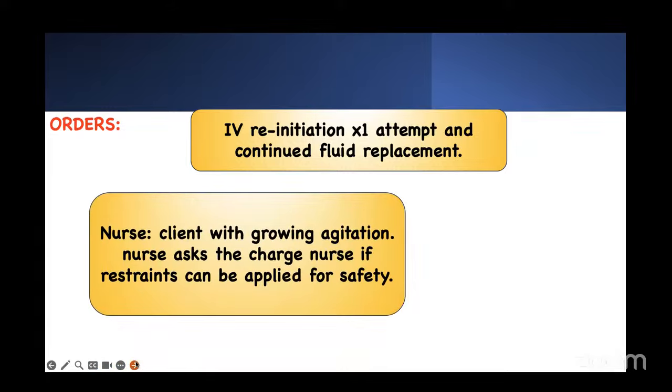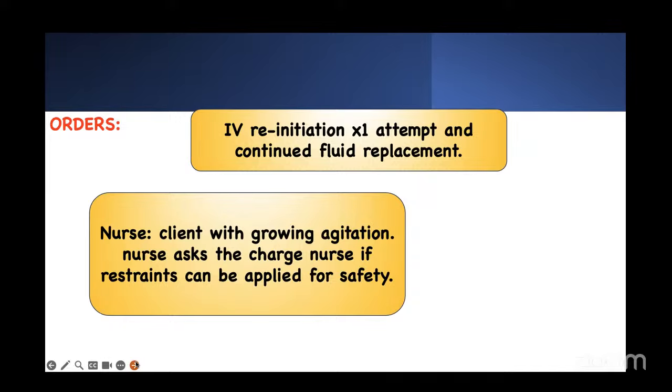The nurse, this is what the nurse said. Client with growing agitation. Remember, you want to go home. Just let me know what you're thinking right now in your head as you read this case. Put down in the comments and let me know what you're thinking right now. If you are in that situation, what would you do?